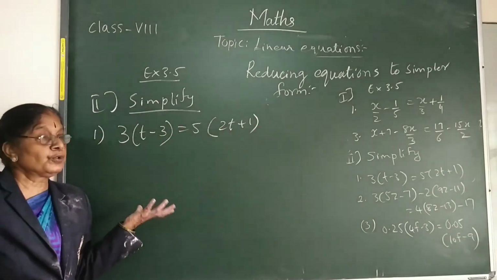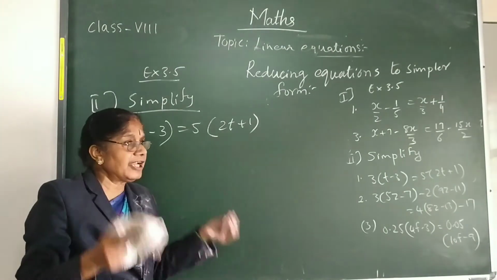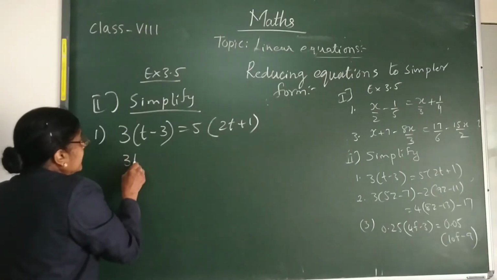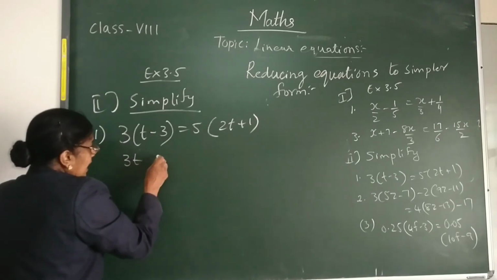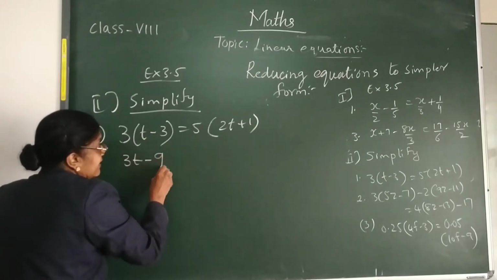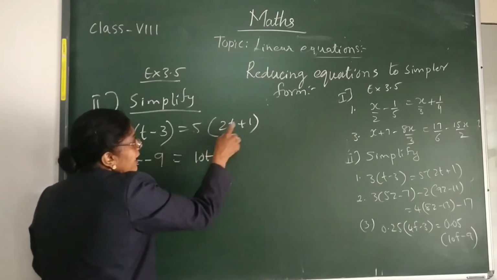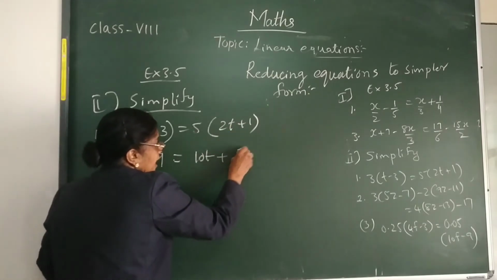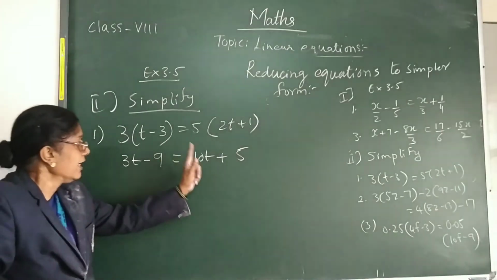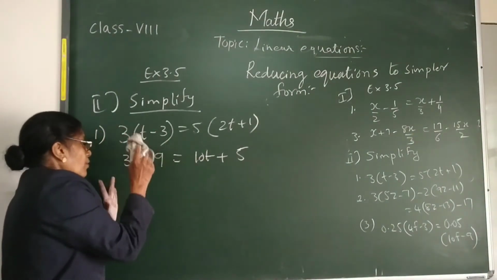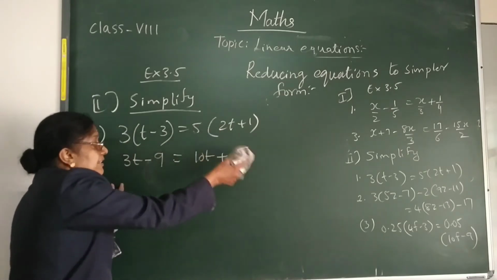So here what we have to do, same distributive property. Everywhere we are going to use that property only. So here, 3 into t is 3t. 3 3s are 9. What sign is that? Minus 9 is equal to 5 2s are 10t. 5 plus sign is there. 5 1s are 5. So here I am going to transpose 10t from the right hand side to the left hand side and the constant minus 9 from the left hand side to the right hand side.